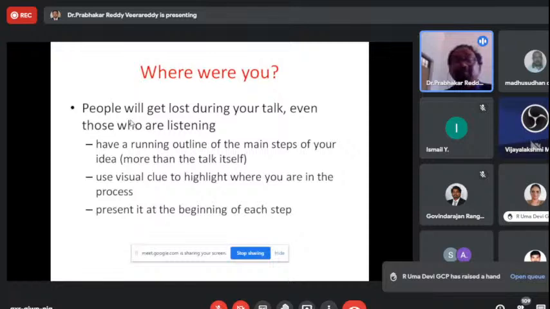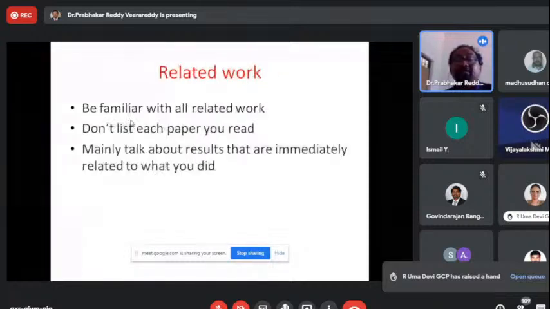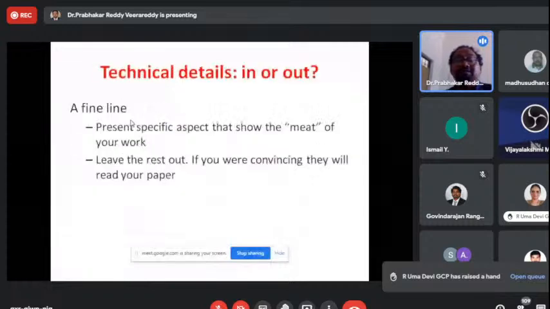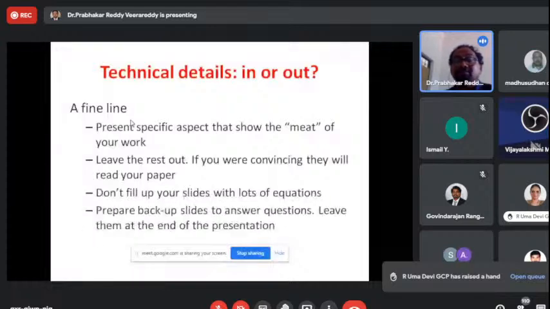Be familiar with all the literature work. Don't list each paper you read. Mainly talk about results that are related to your work. References at the end of the talk. Acknowledge the co-authors. Technical details: present specific aspects, show the meat of your work. Leave the rest out. Don't fill up your slide with a lot of equations. Prepare backup slides to answer questions.